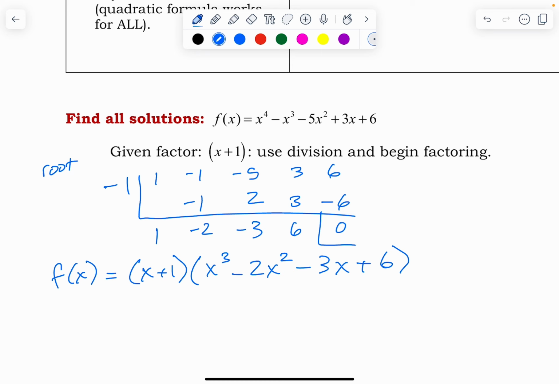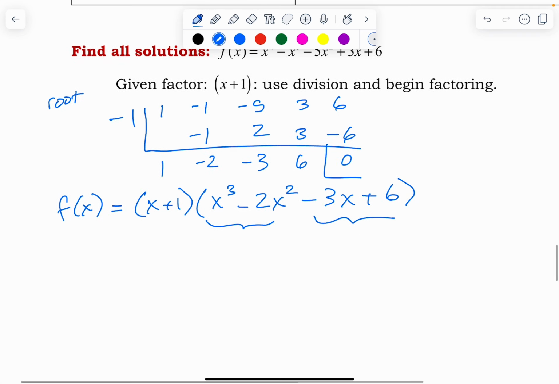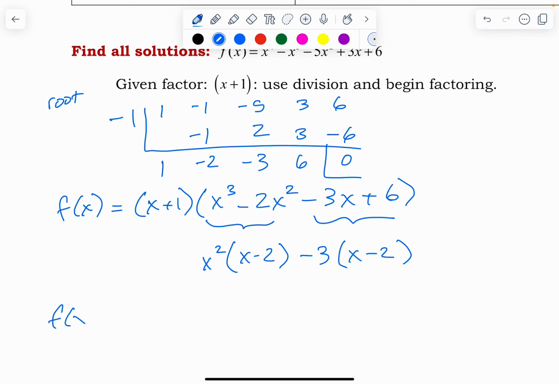One of my favorite ways to factor is to factor by grouping. When I look at this, I'm thinking maybe if I factor here and then here, this will work out nicely for us. So this is kind of scratch work for a second. x squared times x minus 2, then I can factor out a -3 times an x minus 2. Oh, here we are. So my function f of x will be equal to x plus 1 times x squared minus 3 times x minus 2.